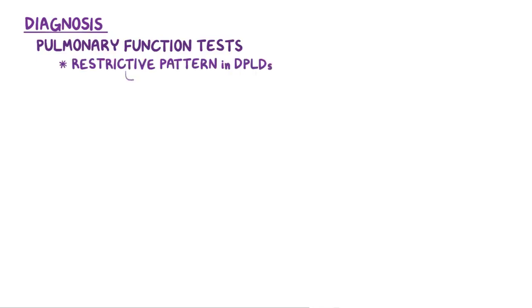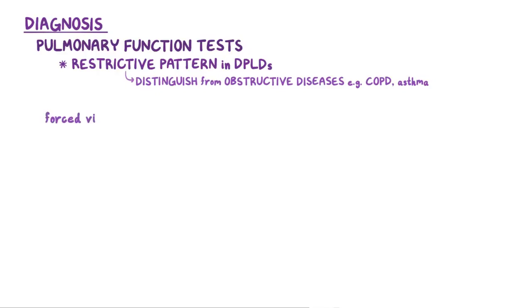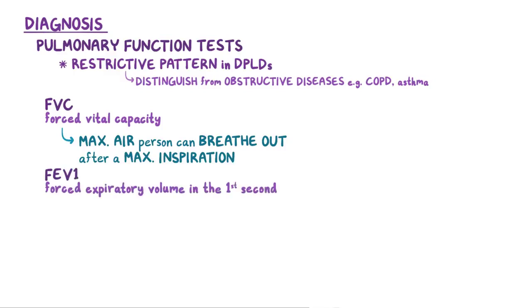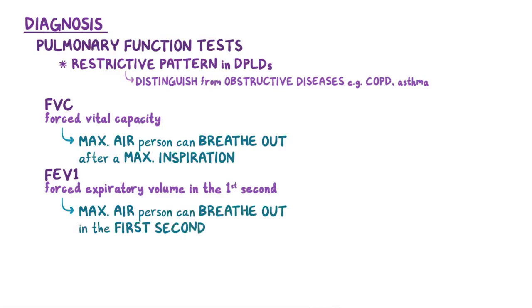Alright, now pulmonary function tests always show a restrictive pattern in DPLDs, and this helps distinguish the disease from an obstructive disease, like COPD or asthma. The most important PFTs are the forced vital capacity, or FVC, which is the maximum amount of air the person can breathe out after maximum inspiration, and the forced expiratory volume in the first second, or FEV1, which is the maximum amount of the air the person breathes out in the first second.